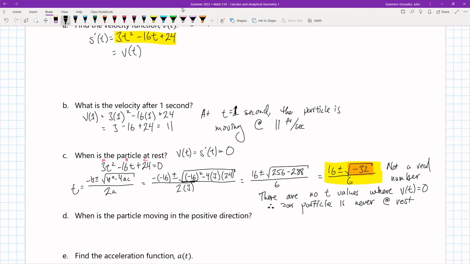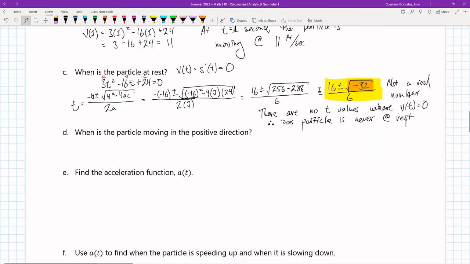Since there are no points, since there's no time t where the velocity is equal to 0, our particle is always moving. It doesn't ever stop. All right, moving on. Where is the particle moving in the positive direction?